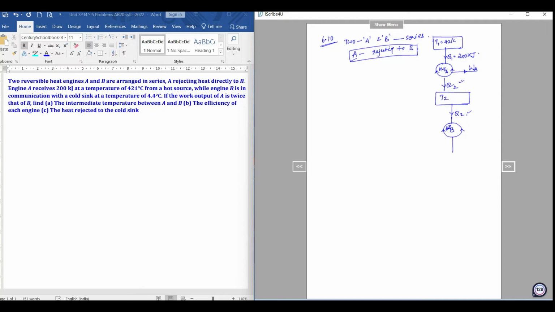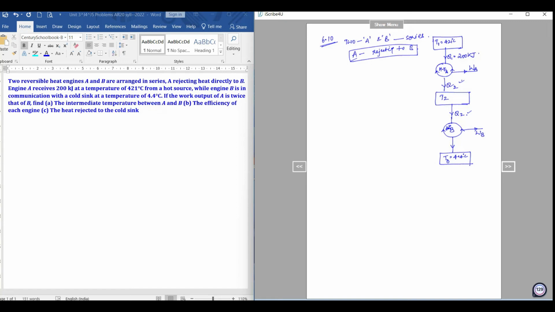And this is rejecting heat to a cold temperature source at 4.4 degrees. So T1, T2 are done, so T3 is equal to 4.4 degrees centigrade. This is our diagram. Since this is also a heat engine, some work will be delivered by it. Let me call it WB. Okay, so this is our problem.